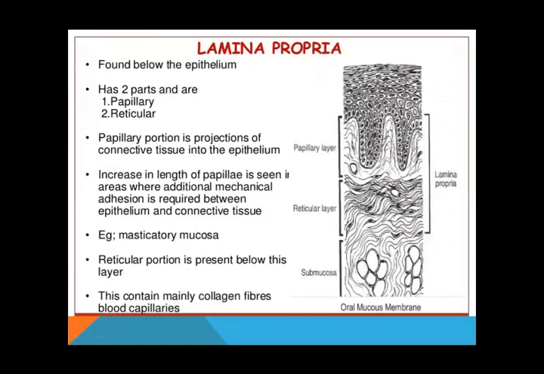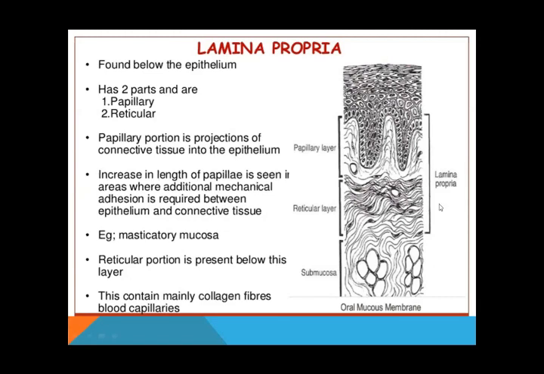The lamina propria, found below the epithelium, has two parts: papillary and reticular. The papillary portion is a projection of the connective tissue into the epithelium. Increase in length of papillae is seen in areas where additional mechanical adhesion is required between epithelium and connective tissue, for example, masticatory mucosa. The reticular portion is present below this layer. This contains mainly collagen fibers and blood capillaries.